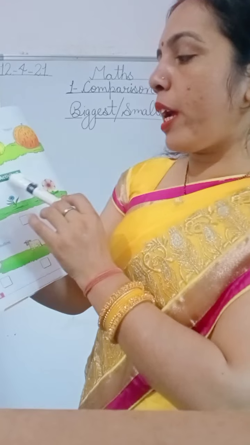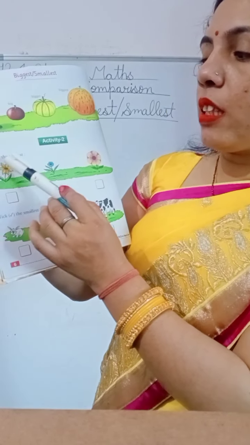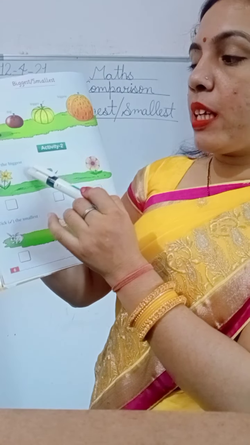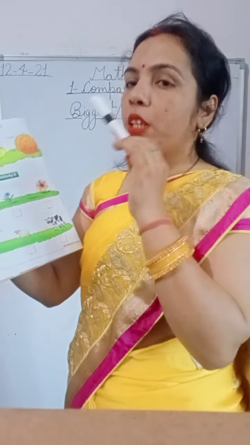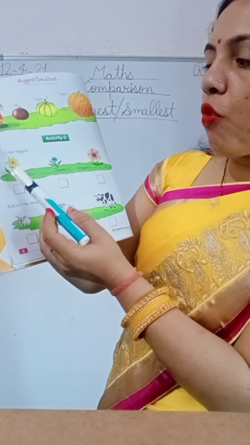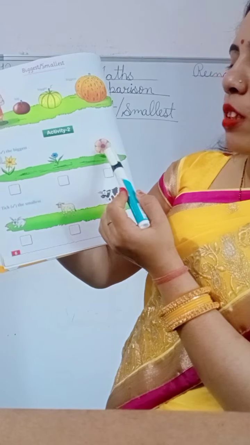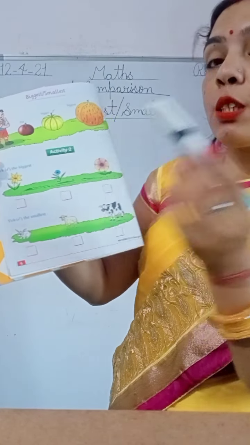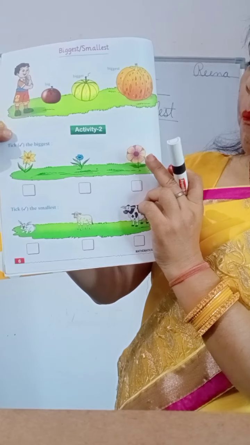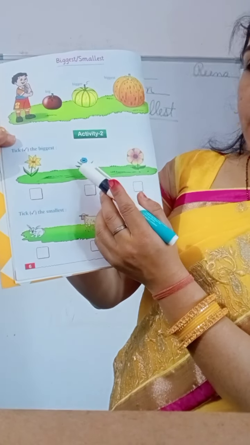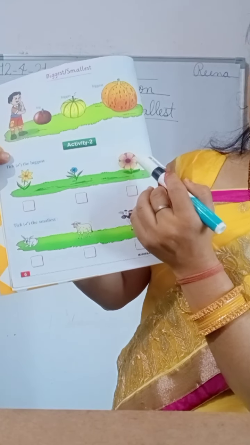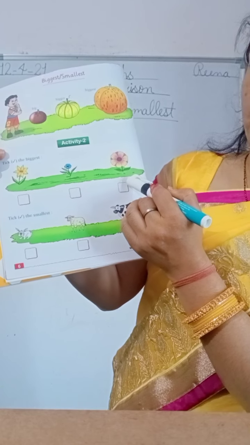Okay. Now your activity number 2 is tick the biggest. Tick the biggest. Biggest means जो सबसे बड़ा है उस पे आपको टिक करना है. You have been given 3 flowers in your question. Now first number flower, second number flower, third number flower. Now which flower is biggest? सबसे बड़ा flower कौन सा है? Third number flower is the biggest flower. Middle flower is big. First flower is bigger and last flower is biggest. Now tick your last option.